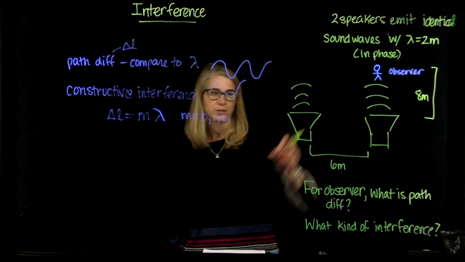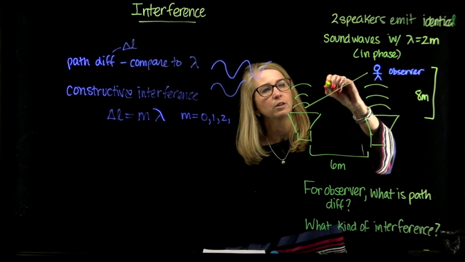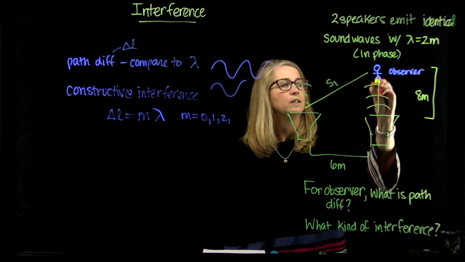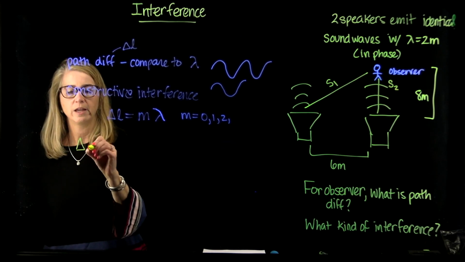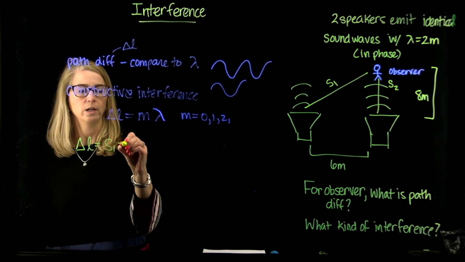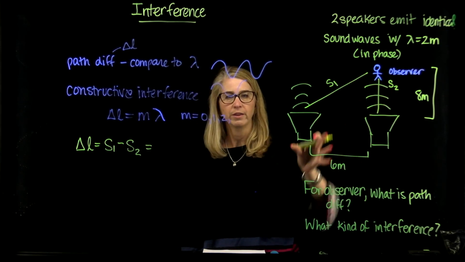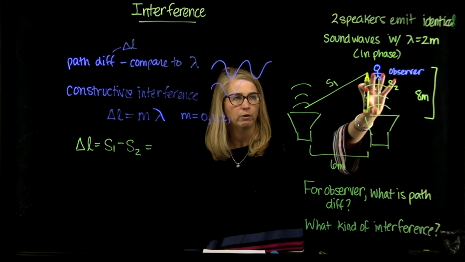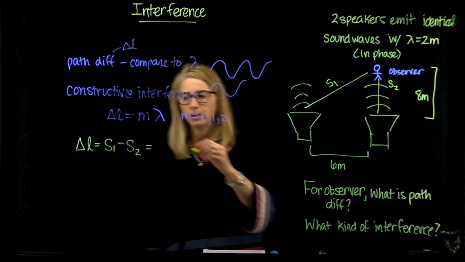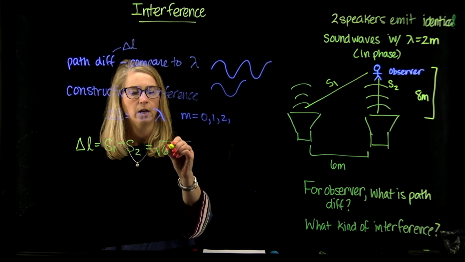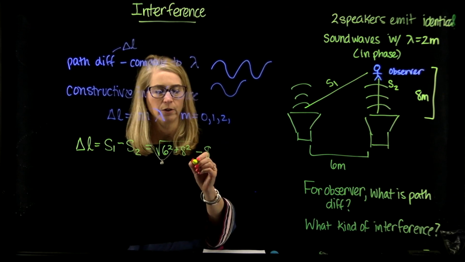So let's look at this scenario and what's the difference in the path length. I'm going to call this distance S1, and this will be S2. The difference in the path length will be S1 minus S2. Now S1 I can find by using the Pythagorean theorem because it's like a right triangle. One side is 6, one side is 8. This is the hypotenuse, so S1 is the square root of 6 squared plus 8 squared. And then S2 is easier, it's just 8 meters.